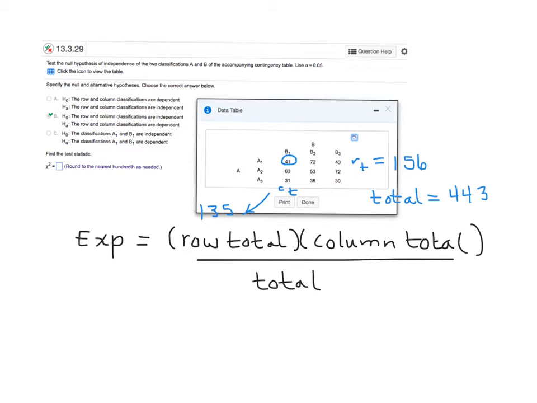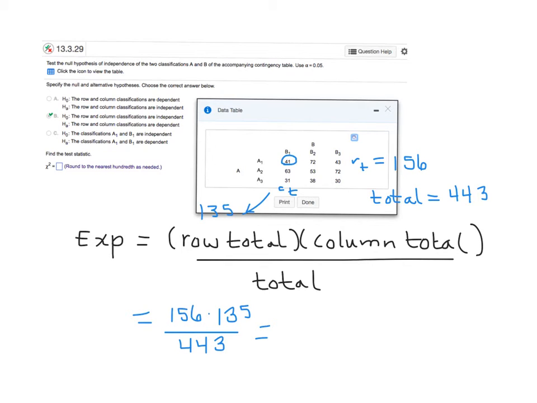So again, for that cell in A1, B1, our row total would be 156 times our column total would be 135. Divide by the total of all. I added them up, and that was 443. That would give me the expected counts for just that cell. We would have to do this 8 more times for the other 8 cells in this table. So this is a rather tedious calculation to need to do by hand.